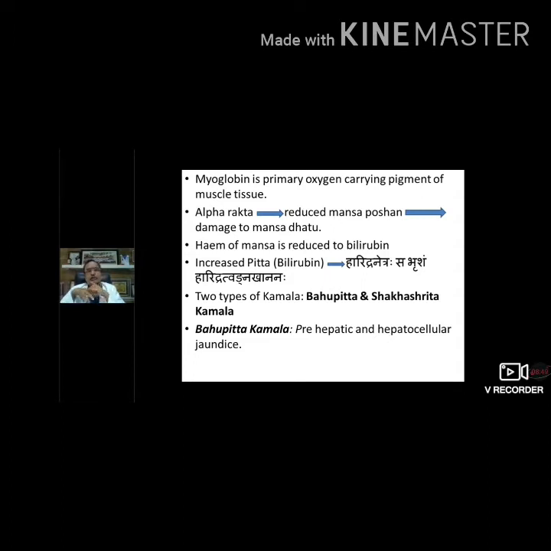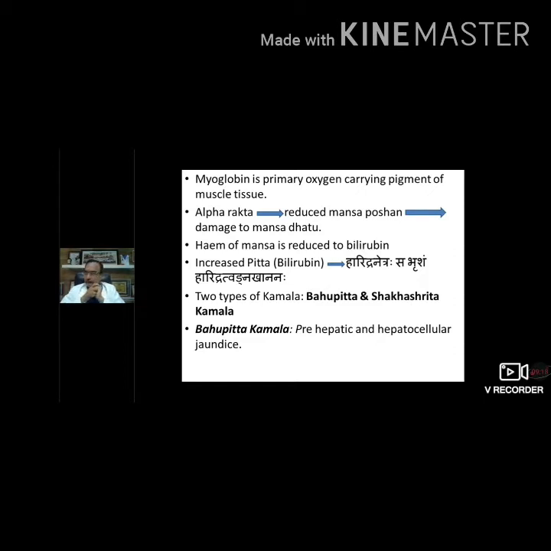haridra twak, nakha. You know, the skin and the mucous membrane become pigmented with bilirubin deposition. The bilirubin deposition occurs in the whole body, and when it is more than 20 milligram per 100 ml, then it can cross the blood-brain barrier and pigment the brain parenchyma, known as kernicterus.